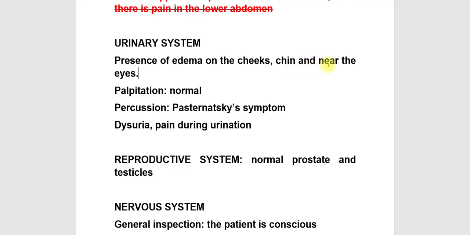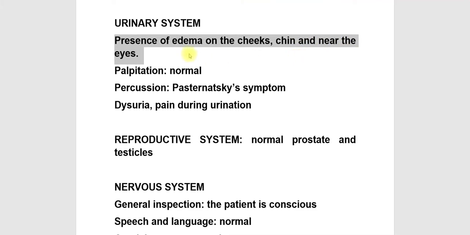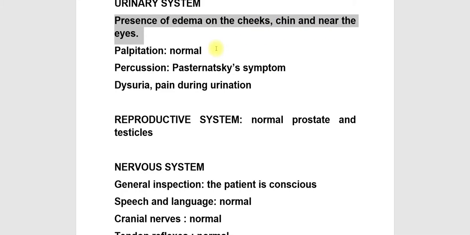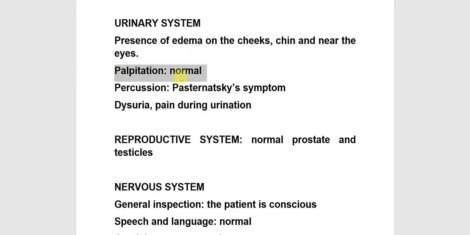Presence of edema on cheeks, chin. How do you know that those symptoms are related to pathology of urinary system? This is questionable. You know only that he has edema in those regions. How is it related to urinary system? It's not obvious. Palpation normal. What exactly were you trying to palpate? What is normal? What organ of urinary system did you manage to palpate in this patient exactly? Kidney, ureter, paranephron, or urinary bladder? What? Pasternatsky's symptom what? Positive, negative, or what?